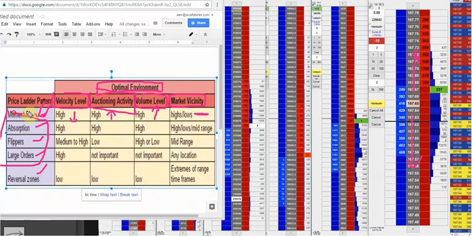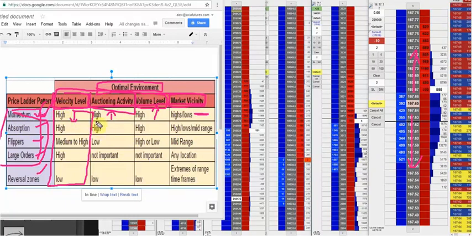So what's the optimal market velocity environment? This is about defining the market velocity environment: what is the optimal environment for these types of plays? I put together a brief little template for you, so at the end of all your modules you can refer back to this. As an example, great momentum plays happen with high velocity, high auction activity, high volume, and you want it to be at the highs or the lows of the day. And then you can refer to the other ones.